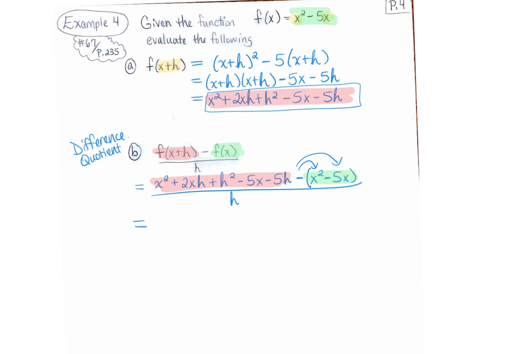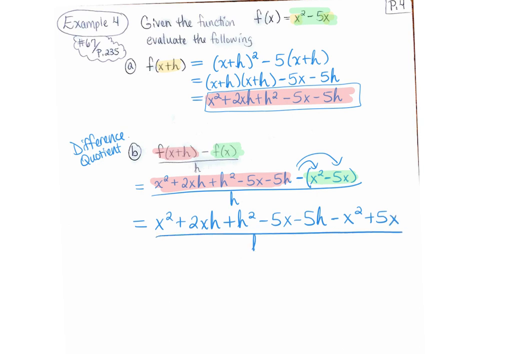You distribute the negative and tell me what you got at this step. Negative x squared plus... oh, I'm tripping. Go ahead. x squared plus 2xh plus h squared minus 5x minus 5h. Good. Minus x squared, plus 5. Good. All over h. Very good.